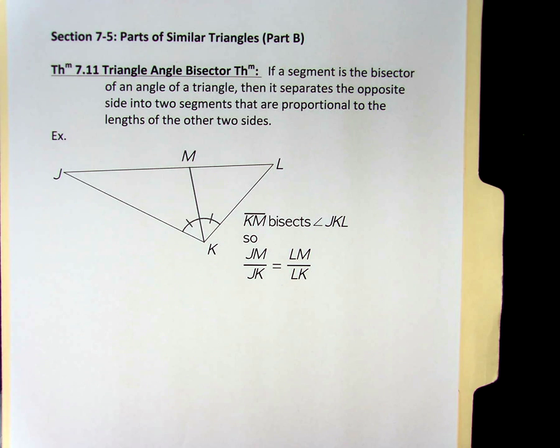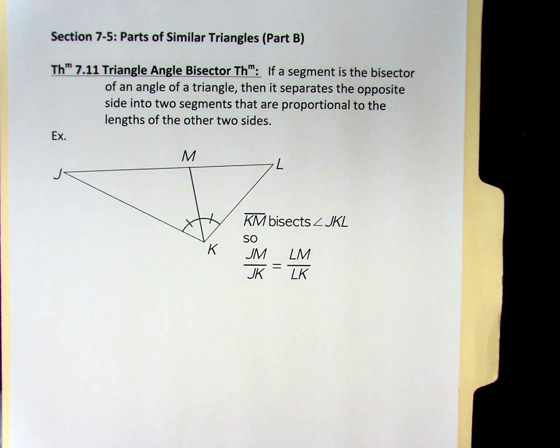Another theorem in section 7-5, and I have it on display here, but it would be in notes that you've received, is theorem 7.11, the triangle angle bisector theorem. Now, in this particular theorem, we don't have similar triangles, even though it's in the section regarding parts of similar triangles. But what this involves is the bisector of an angle in just a single triangle.